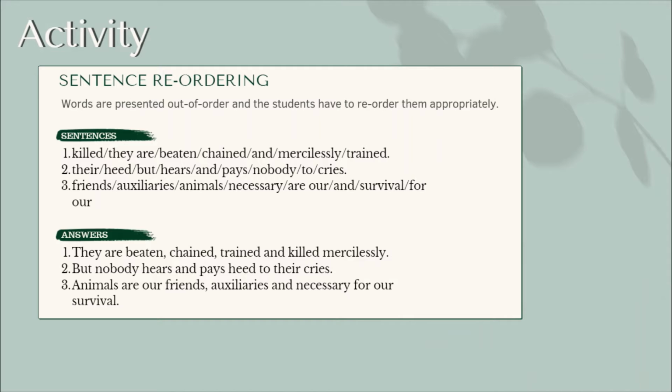An example of a controlled practice activity is sentence reordering, in which words are presented out of order and the students have to reorder them appropriately. Here we have some examples.